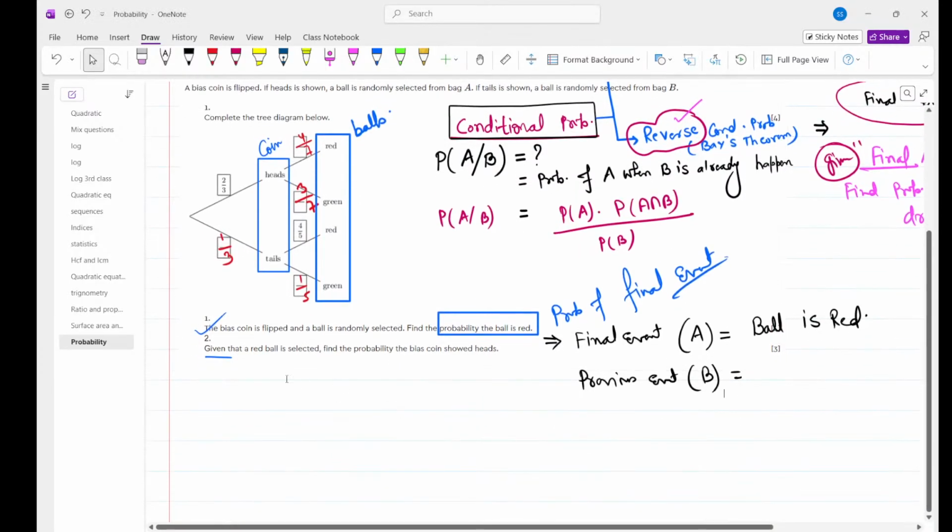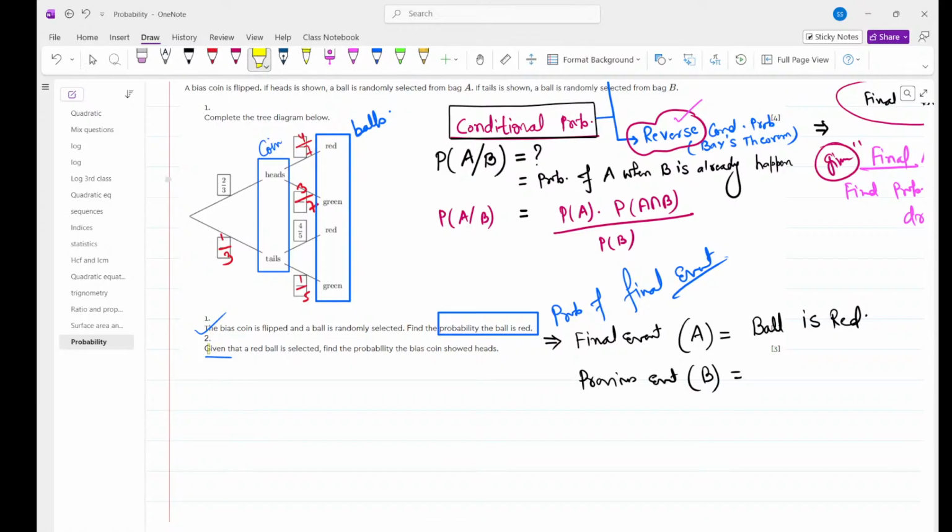Okay. See this one. Given that is the condition. Someone is saying that the red ball is selected, find the probability the bias coin showed head. Wait. Given that the red ball is selected, so now we've seen our final event. Your initial event was the coin flipping. Find the probability the bias coin showed heads.